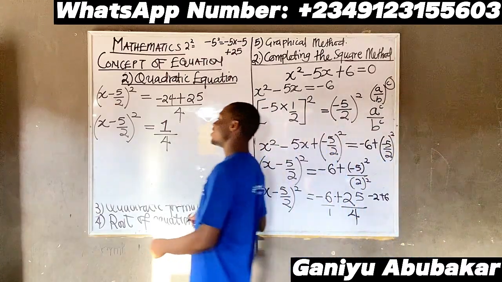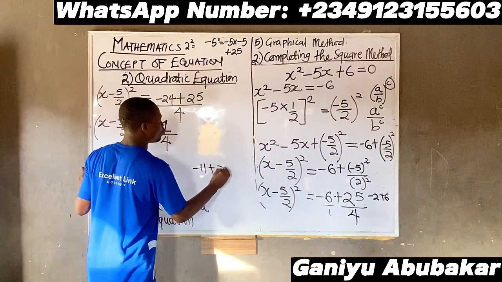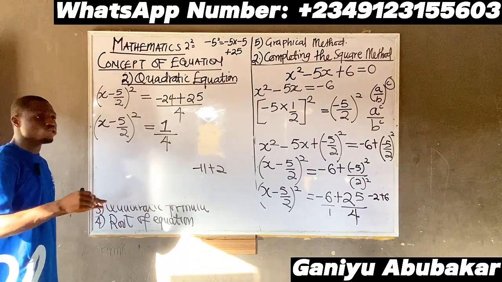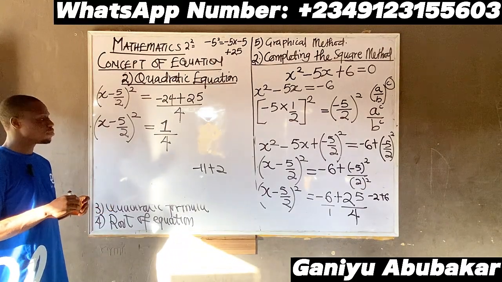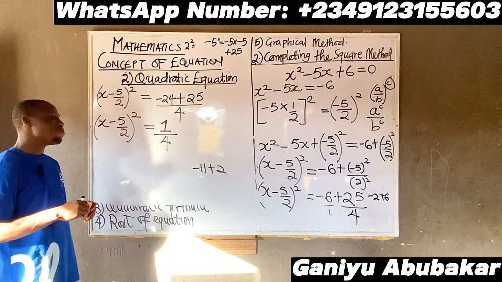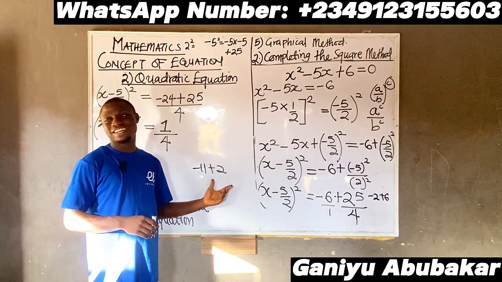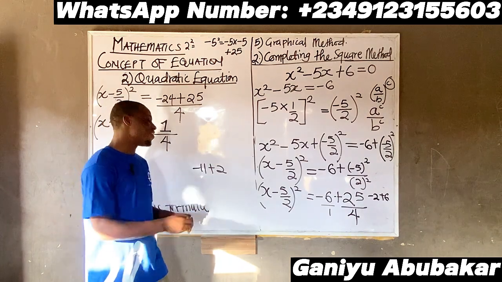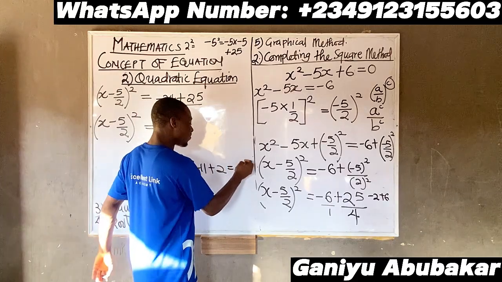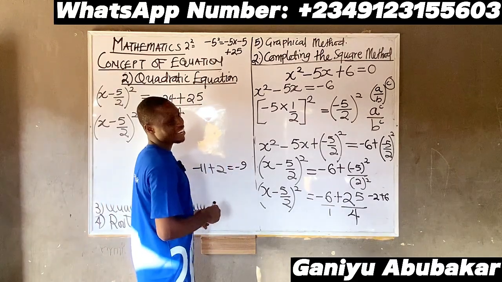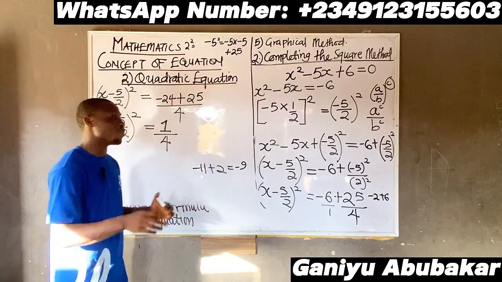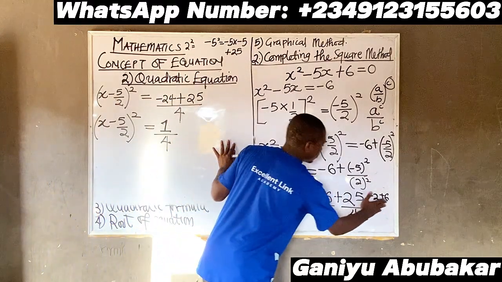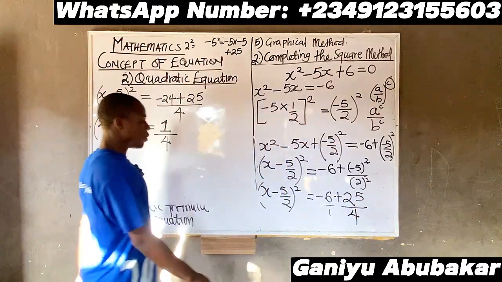Okay, next one. Minus 11 plus 2, what's my answer? Minus 9. Minus 9, you have to be sure. So that's this one in place. You must know this minus and plus concept. So moving on.